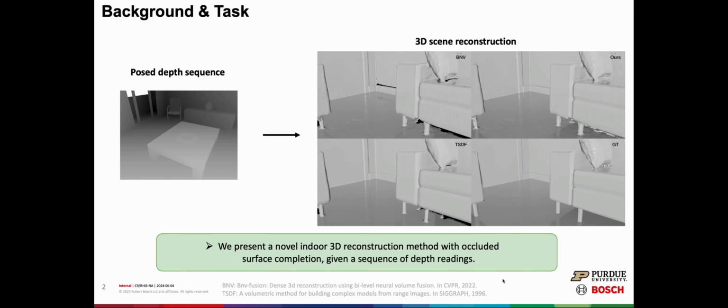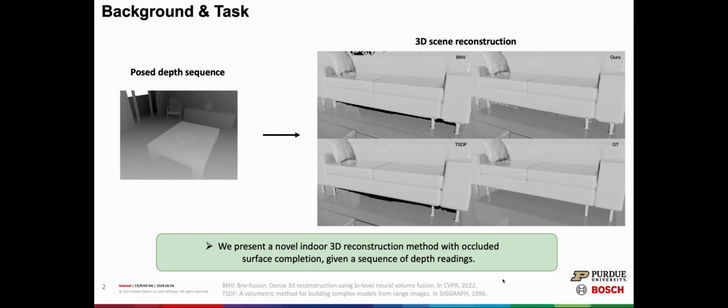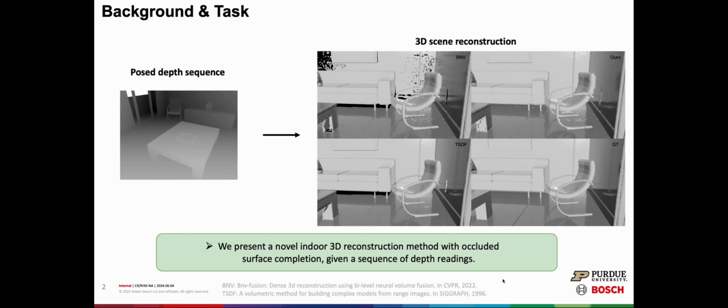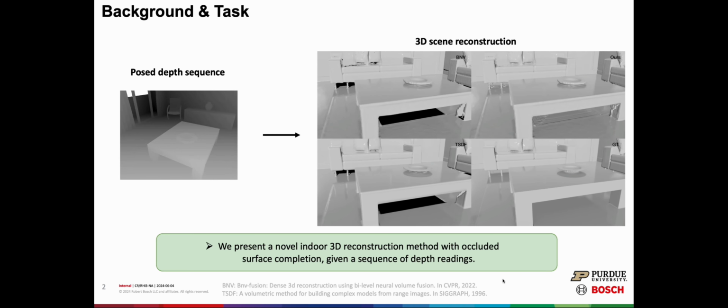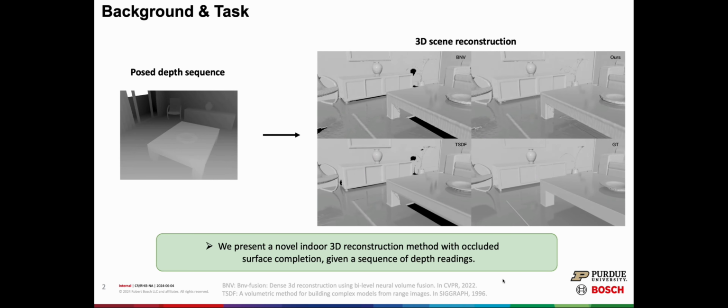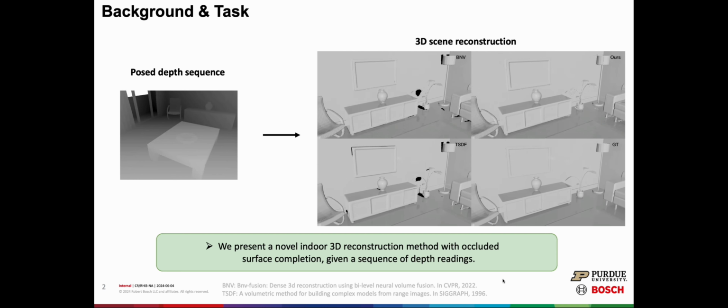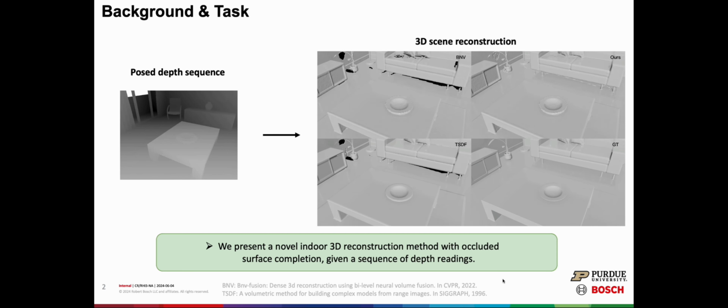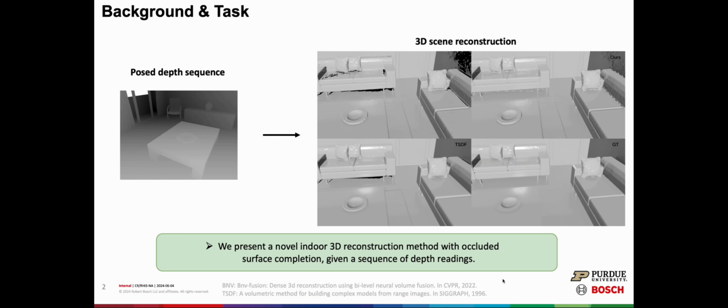In this work, we tackle a novel but challenging task of completing the occluded scene surfaces, resulting in a complete 3D scene mesh. Our method enables more accurate 3D modeling of furniture and reconstruction of furniture-obscured room regions, significantly advancing indoor scene reconstruction.